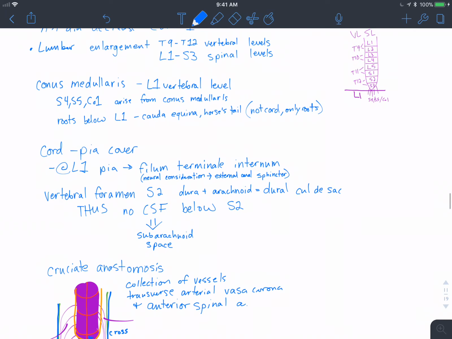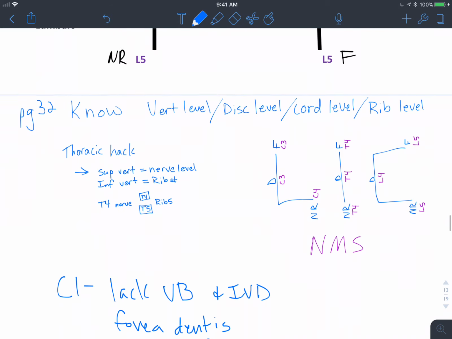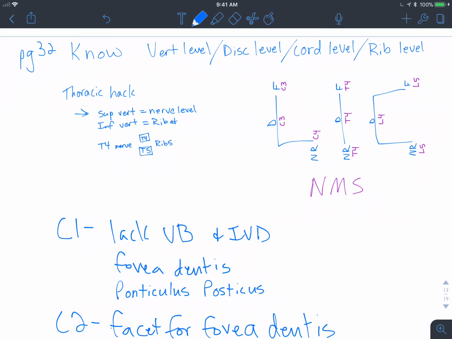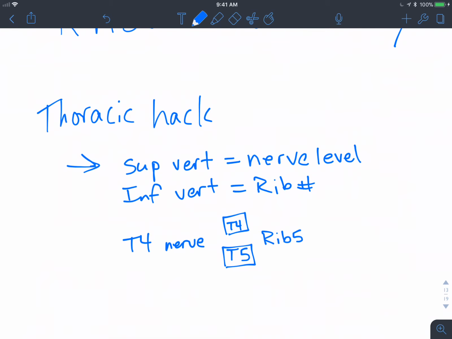Make sure we got everything here. So the next part is a little hack I got for you. I'm sure in CNS Pass they got you good, but remember our cervicals chill, thoracics tether, lumbars lay, for our nerve root levels. But this is the way I remember the ribs, because this is going to be key too.